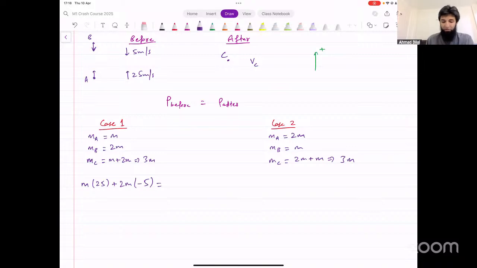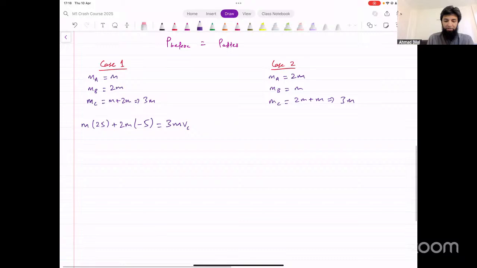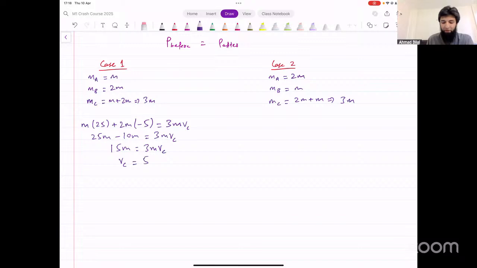That equals mass of C, which is 3M times the velocity of C, that's VC. Now let's simplify this. This gives us 25M minus 10M equals 3M VC, 15M equals 3M VC, and the velocity of C, the combined particle, turns out to be 5 meters per second. That's the velocity of the combined particle, 5 meters per second. It's turning out to be a positive value. That means the combined particle after this collision is actually moving in the upwards direction, right? We considered upwards direction positive.